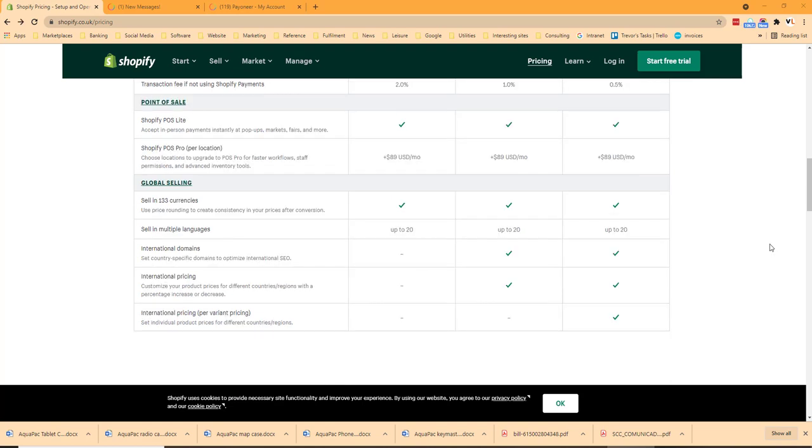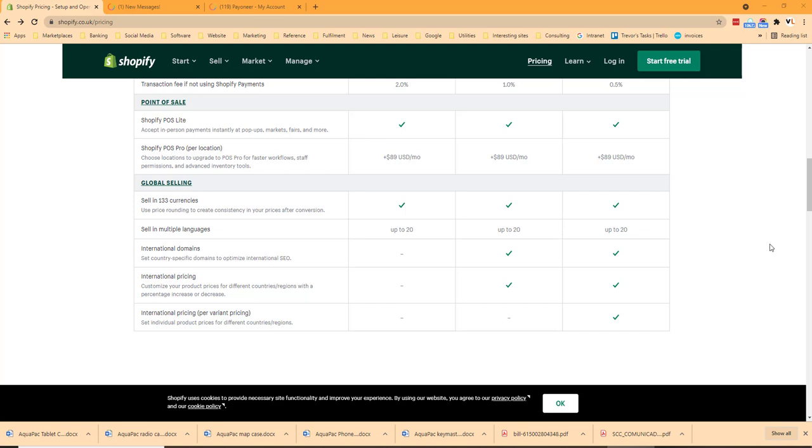The final difference is how well Shopify will allow you to sell internationally. On all the Shopify plans, you can sell in 133 countries and sell in multiple languages. However, only on the top 2 tiers, you can set different domains for different international zones. So for example, on the basic one, you could only have 1 domain across the world. But if you use the Shopify or advanced plan, you could have, for example, hellobabydirect.fr for France, hellobabydirect.de for Germany.